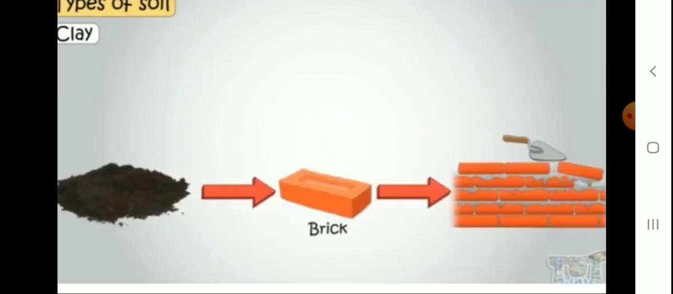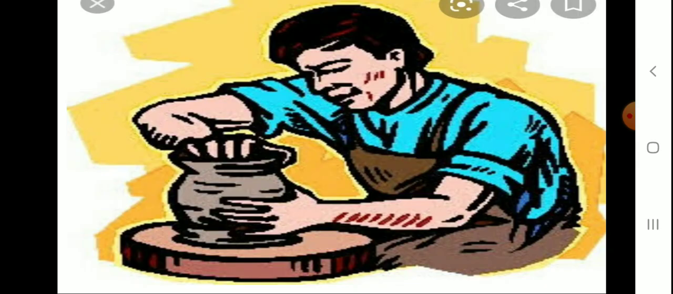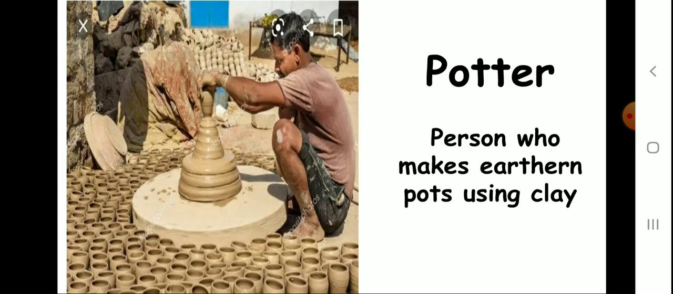Clay is used for making bricks, which are further used for constructing walls. Cob is a construction material used to make buildings, and ovens and benches are made from clay. Potters use clay for making pots. Now, who are potters? Potters are the people who make earthen pots using clay.